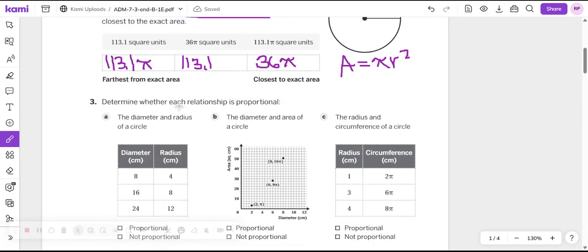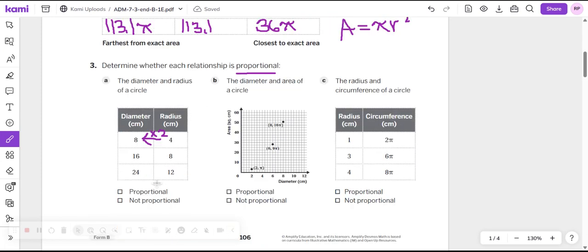Number 3 says determine whether each relationship is proportional. A, we've got the diameter and radius of a circle. Well, radius is always multiplied by 2. The diameter is always multiplied by 1/2. So this is definitely proportional.